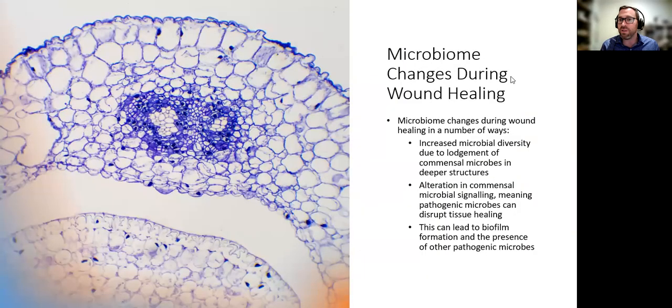So what actually happens to the microbiome during wound healing? Well, there's an increased microbial diversity due to the lodgement of commensal microbes in deeper structures. So things aren't where they're meant to be, and that leads to problems. There's also an alteration in commensal microbial signaling. So pathogenic microbes disrupt tissue healing. They're sending the wrong messages. They're speaking the wrong language to the body. And so the body can't figure out what to do, which can also explain and be the underlying chemical, physiological cause of chronic wounds.